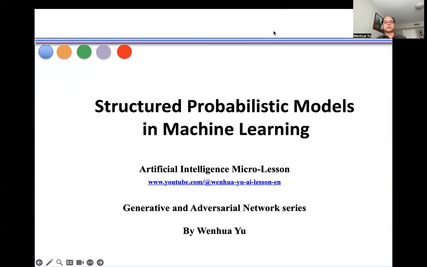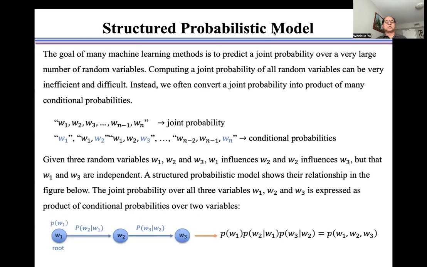In this video, I introduce structured probabilistic models in machine learning. The goal of many machine learning methods is to predict the joint probability over a very large number of random variables. However, computing a joint probability of all random variables can be very inefficient and difficult. Instead, we often convert a joint probability into a product of many conditional probabilities.